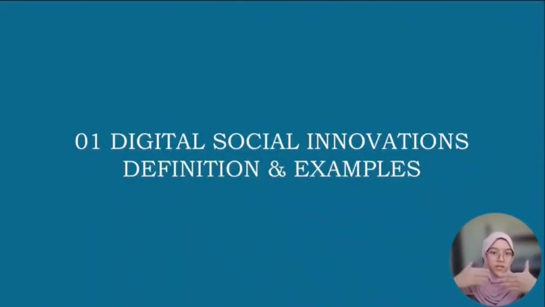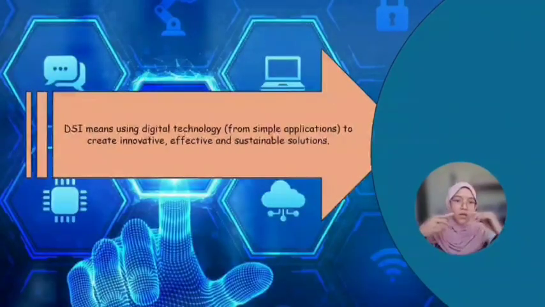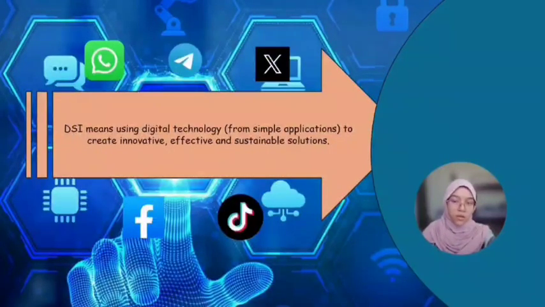You just watch. We already highlighted some of the main points we are going to talk about in this video. So I'm going to talk about what is digital social innovations. First thing first, of course, we would like to know the real definitions of the digital social innovations. So these are the three main definitions of DSI. Let's go into detail. The first one is digital social innovation, also known as DSI, means using digital technology from simple apps like WhatsApp and TikTok to advanced tools like blockchain to create innovative, effective and sustainable solutions.